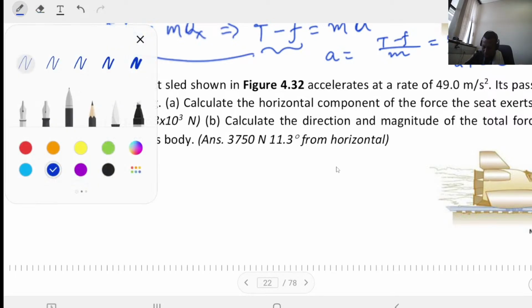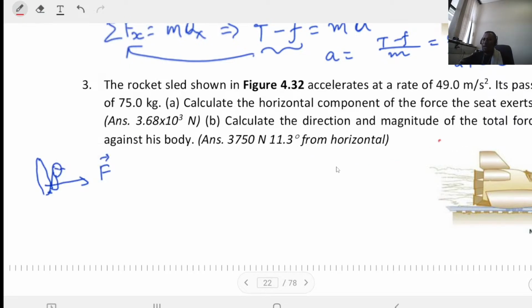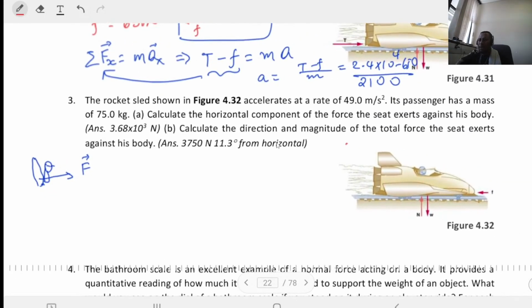Therefore, we're interested in that force. Then, what is the equation actually? I didn't read it, I'm bad. Acceleration is given. A is given, which is 49 meters per second squared.